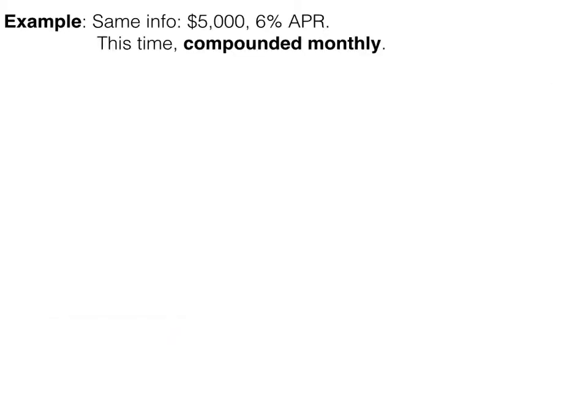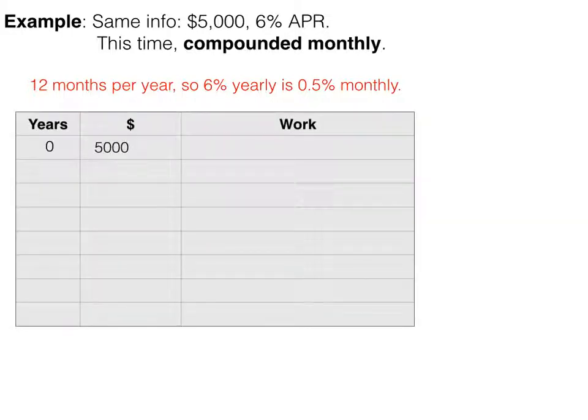Let's look one more time. Same example, but what if we compounded monthly? Well, 12 months per year, so 6% yearly is the same thing as earning 0.5% every month. If we earn 0.5% every month, that's 6% yearly. So let's look what happens.